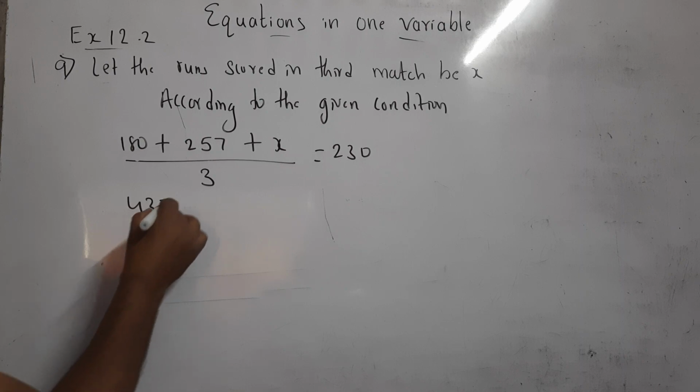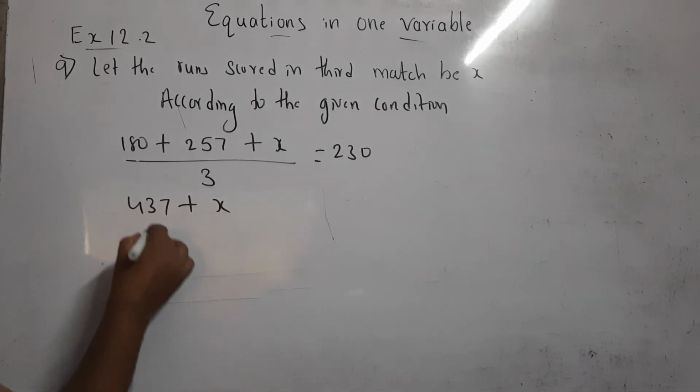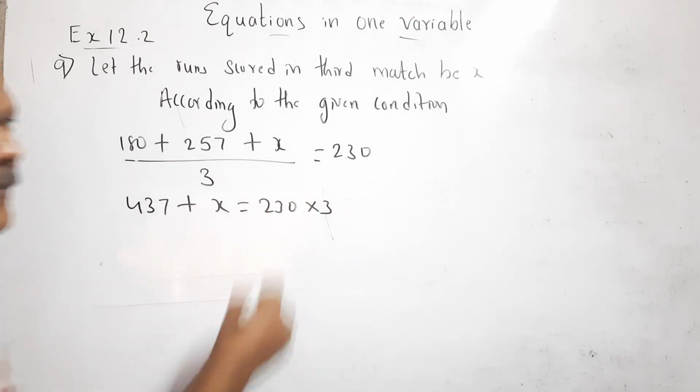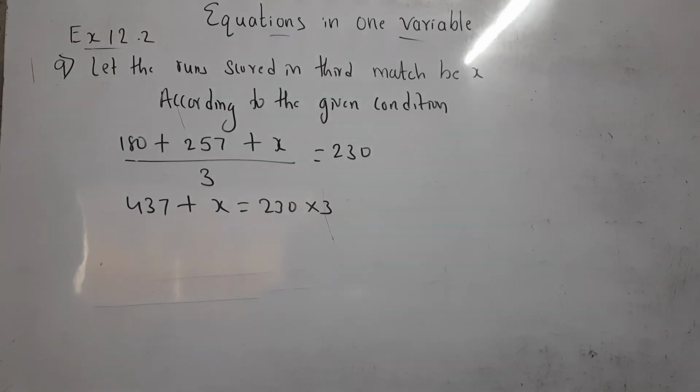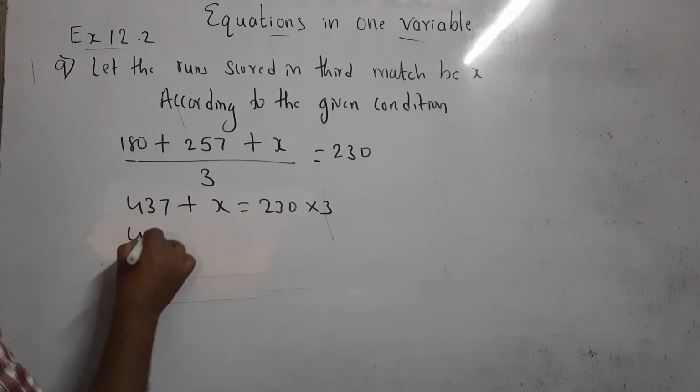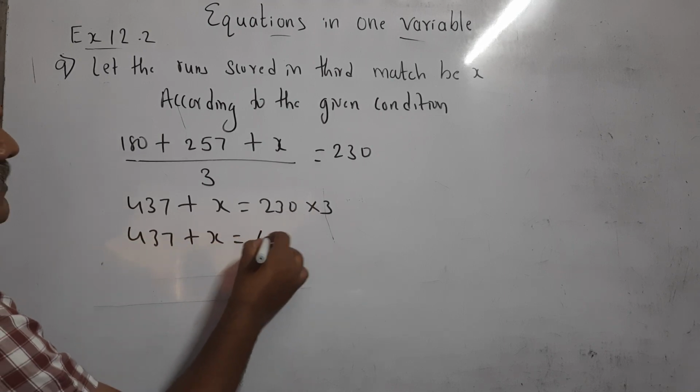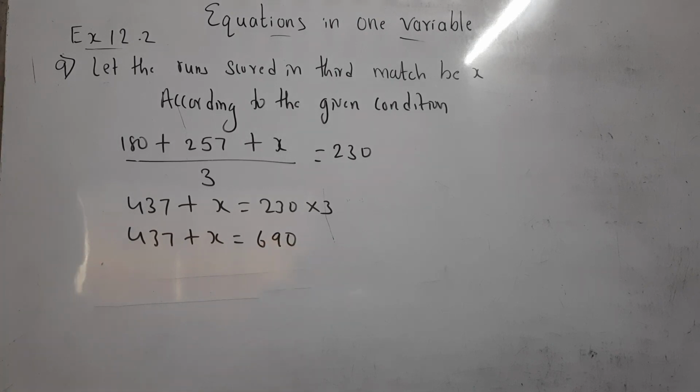437 plus x, and this 3 you have to multiply, equal to 230 into 3. 437 plus x is equal to how much you are going to get? Multiply करेंगे तो 690. How much you got? 690. I hope all of you understood till here.